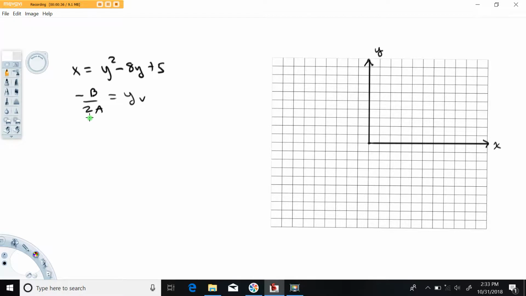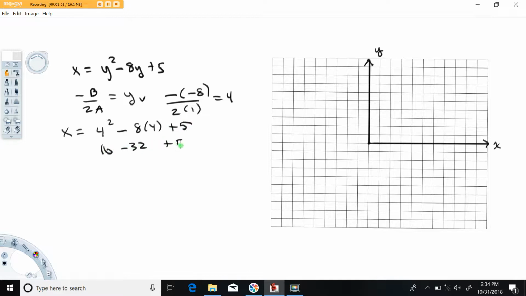So I'm going to go ahead and calculate that value. That's going to be minus b over 2 times a. That comes out to be 4. So what we know is the y-coordinate of the vertex is at y equals 4. Then we'll just take this and sub it into this equation to get the x value. We have 4 squared minus 8 times 4 plus 5, which is 16 minus 32 plus 5, which is minus 16 plus 5, which is minus 11. Okay, so we know that the vertex is at the point negative 11, 4.